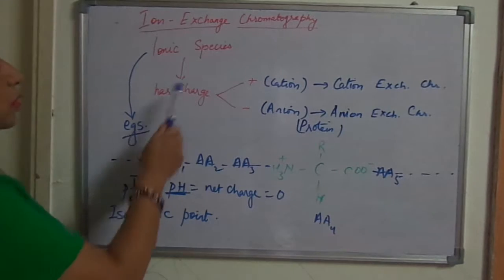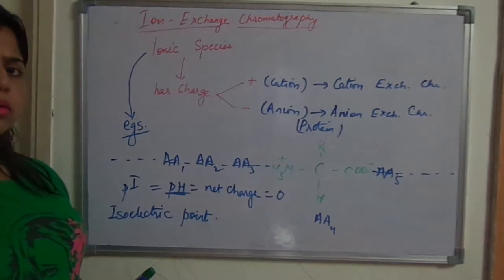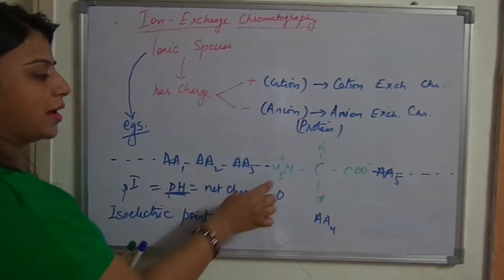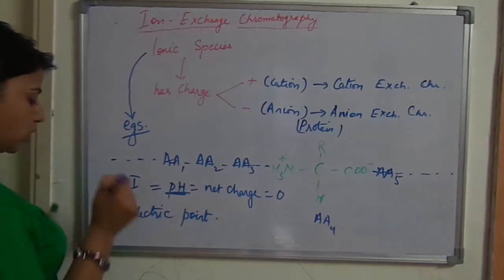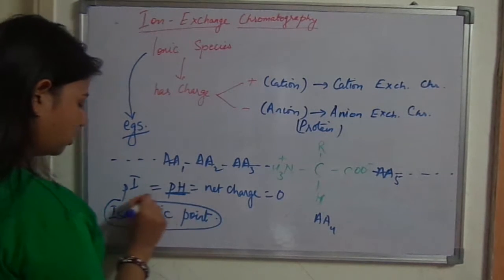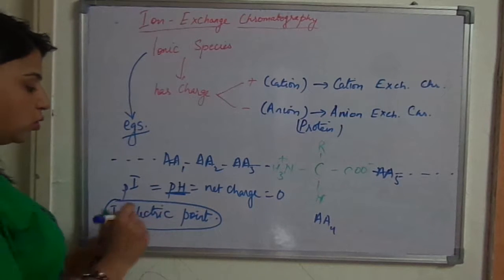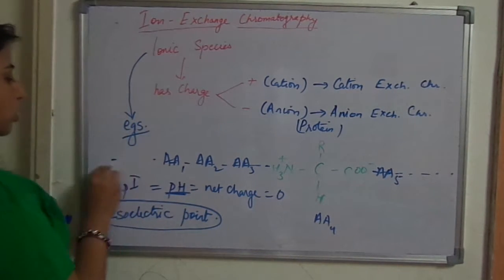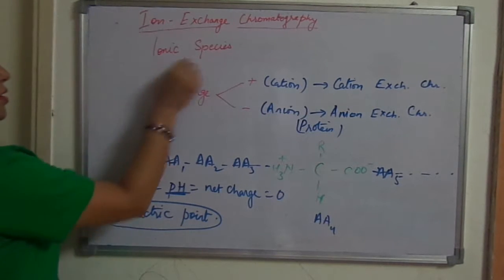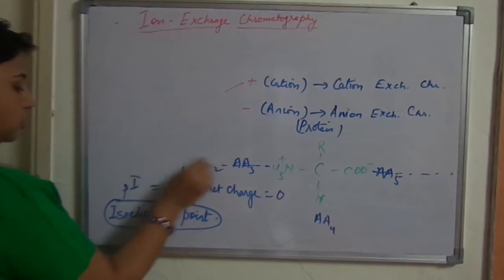Right? For separation of any cationic or anionic protein through ion exchange chromatography, you need to know this isoelectric point. If you know the isoelectric point of a particular protein, you will be able to separate this protein. Right? Now, what is the process of ion exchange chromatography? How do we separate these ionic species?